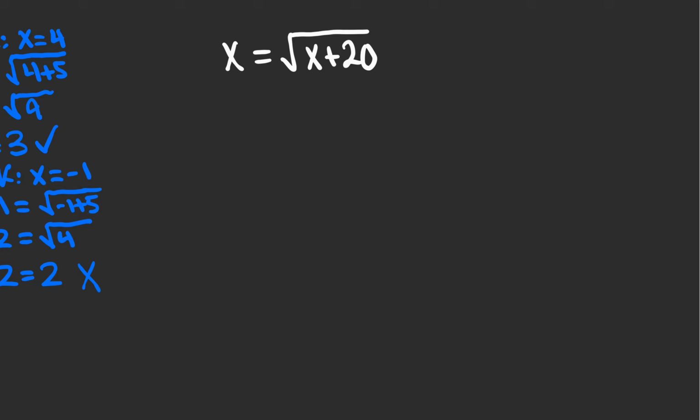For the next one, my first step is to square both sides. So I have x squared on the left, and this is going to be equal to x plus 20. We then move all terms to the side that contains the x squared. In this case, we move them all to the left.